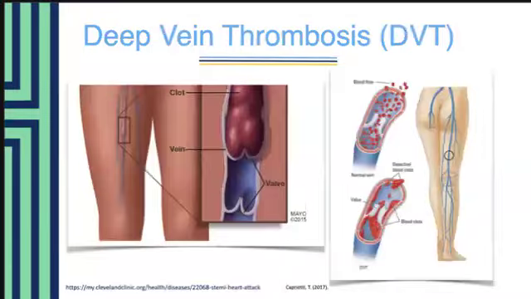All right. Let's quickly look at deep vein thrombosis. When we think about the pathophysiology of DVTs, the main factors that contribute to DVT formation are venous stasis, endothelial injury, and hypercoagulability, known as the Virchow triad.